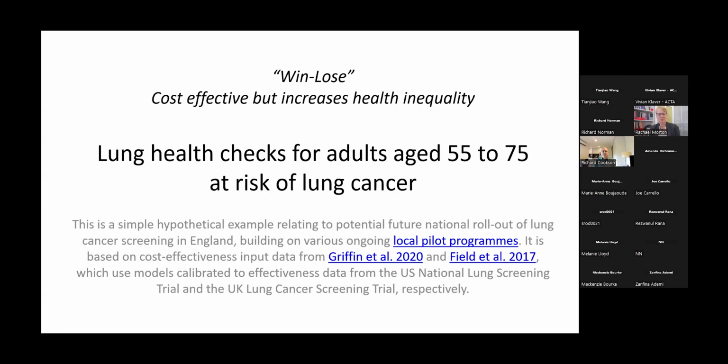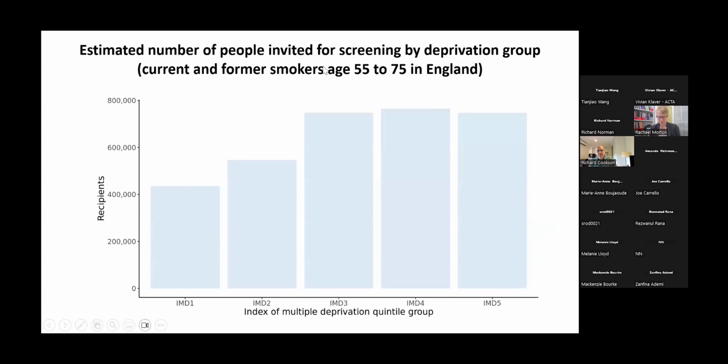Let me give a quick, more complicated example. This is lung health checks. It's more complicated because it's public health and uptake really matters. Whether you turn up for your lung health check is a crucial feature of this. So lung health checks, age 55 to 75. Here's the current distribution of people at risk of lung cancer, current and former smokers.